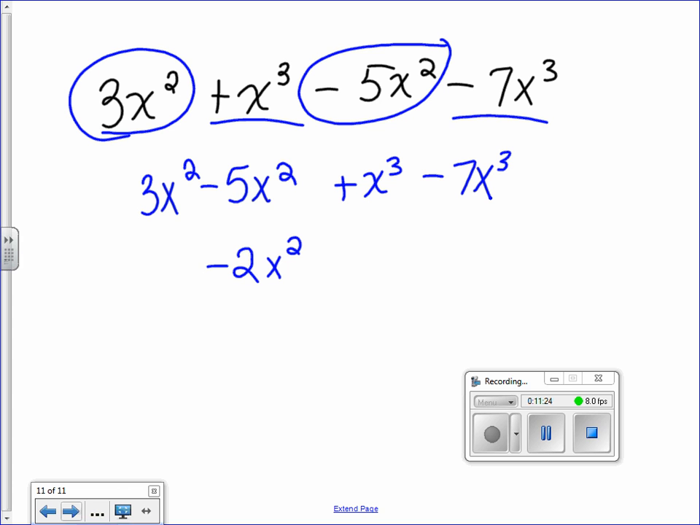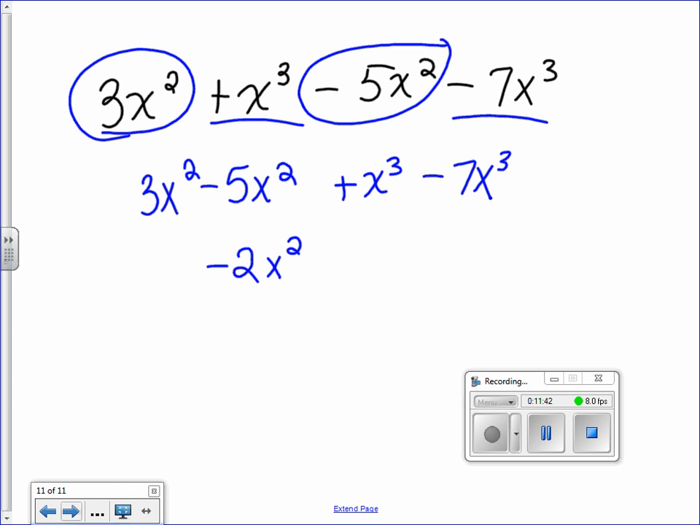Like if you have 5 puppies and someone takes 2 puppies, you have 3 puppies left. You don't have just 3 of nothing. The puppies don't cancel out, okay? The x squareds don't cancel out. You're actually in the hole, negative 2x squared, all right?